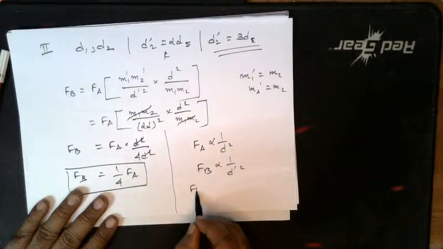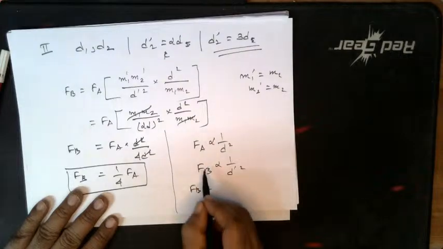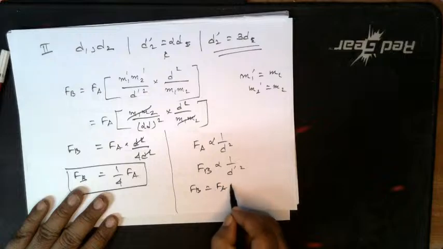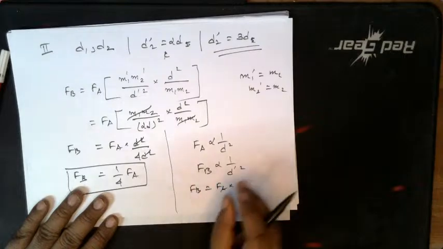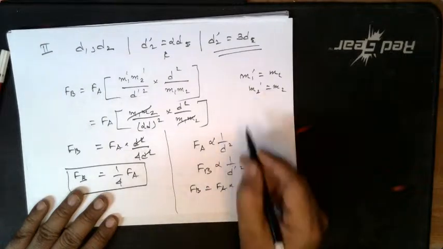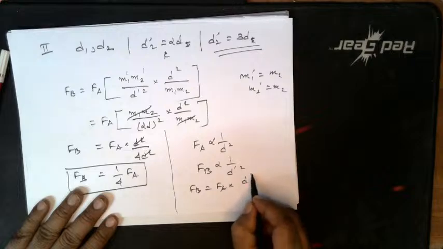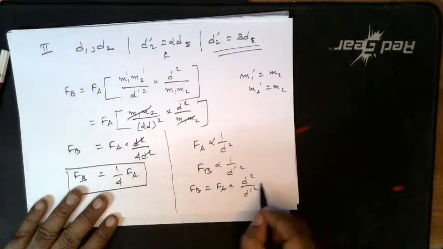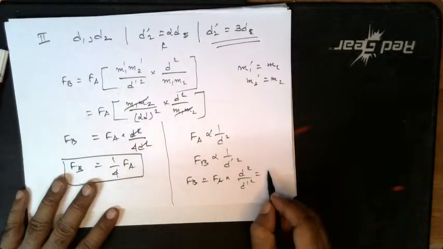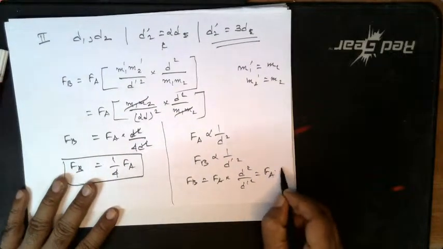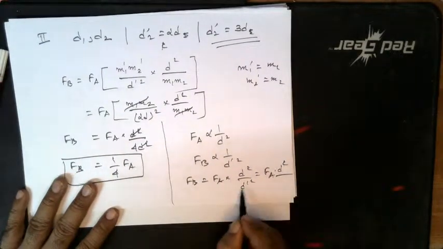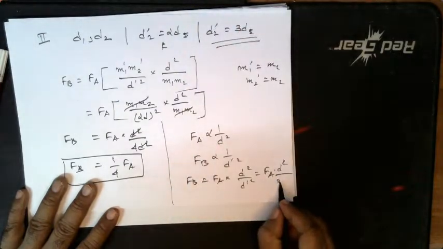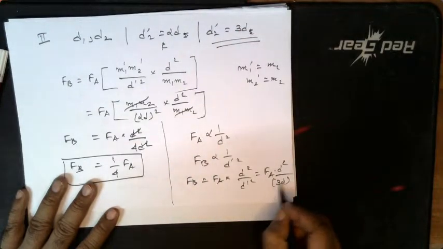Now FB is equal to FB by FA. So FA can be brought here. FA into, what is that? This 1 by D1 squared. So D2 squared is reciprocated. So D squared divided by D prime squared. Right? So that is equal to FA into D squared divided by, what is D prime squared? 3D. So 3D whole squared.